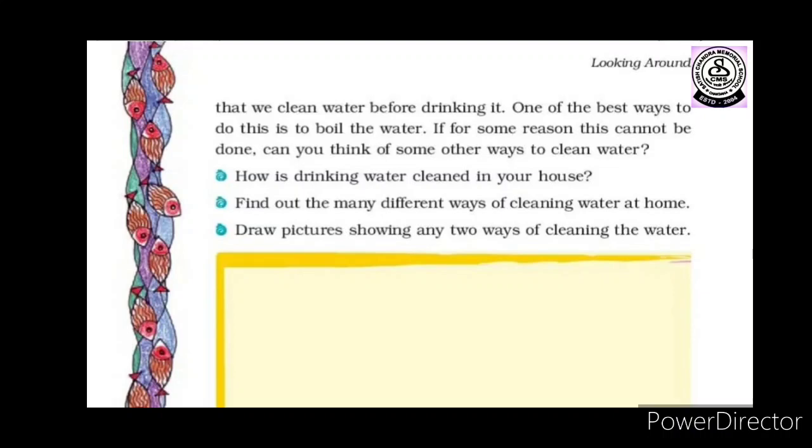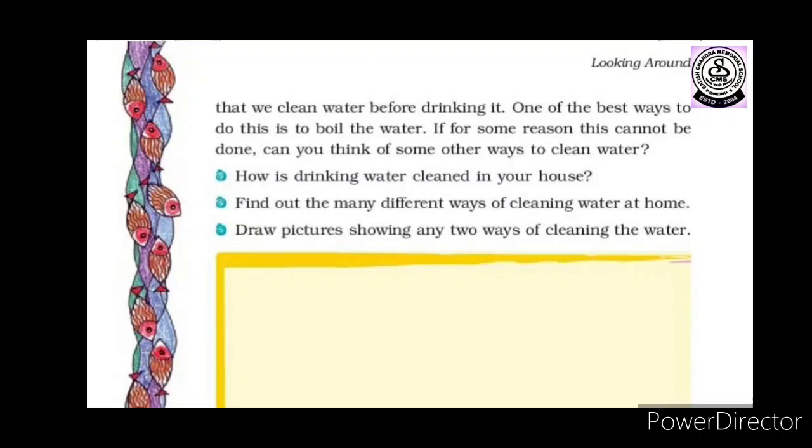We cannot see. Sometimes some toxic or poisonous things get dissolved in water, mixed with water. Now when we want to drink that water, as it is dissolved or mixed in water, we cannot see. Maybe sometimes its color may not change. Now if we drink that water, we may fall ill. So before drinking any type of water, we should clean the water.